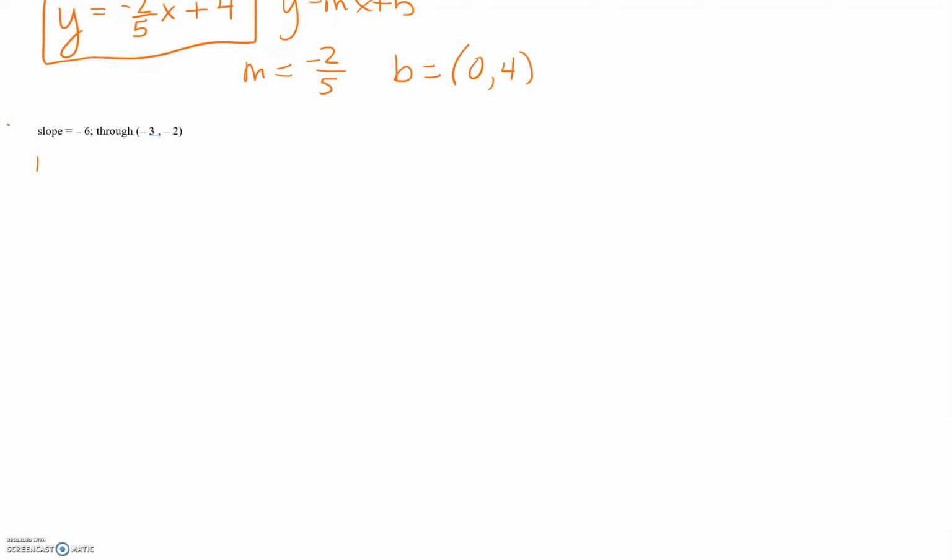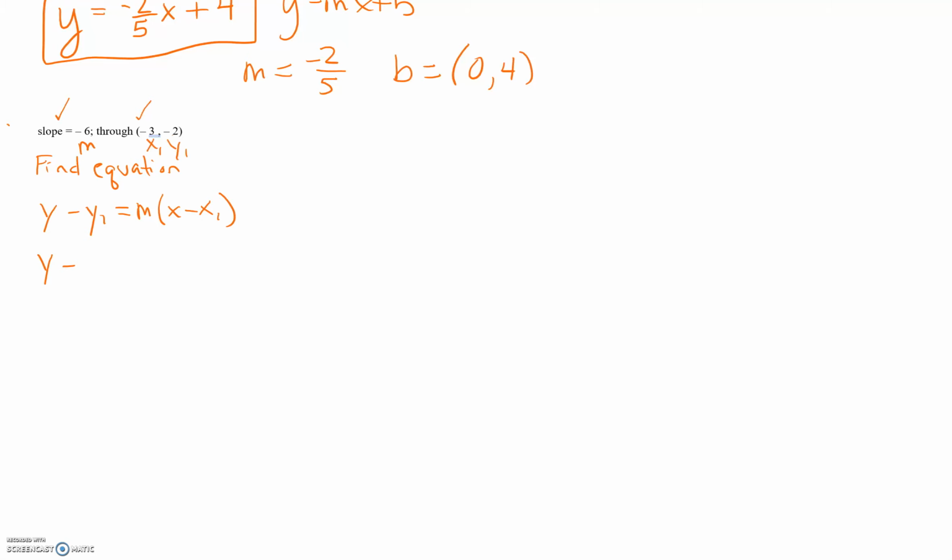So what if I told you to find the equation if I gave you the slope and I gave you a point? Well, if I give you a slope and a point, you should be thinking point-slope. Is this the only way to do it? No, but it's the best and most efficient way in this case. So y minus y1, so there's y1 and there's x1, so those are our coordinates. And there's m as our slope.